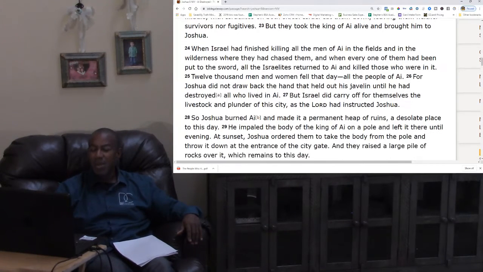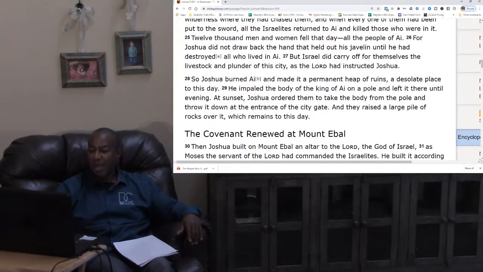Let's keep reading. So Joshua burned Ai and made it a permanent heap of ruins, a desolate place to this day. He impaled the body of the king of Ai on a pole and left it there until evening. At sunset, Joshua ordered them to take the body from the pole and throw it down at the entrance of the city gate. And they raised a large pile of rocks over it, which remains to this day.